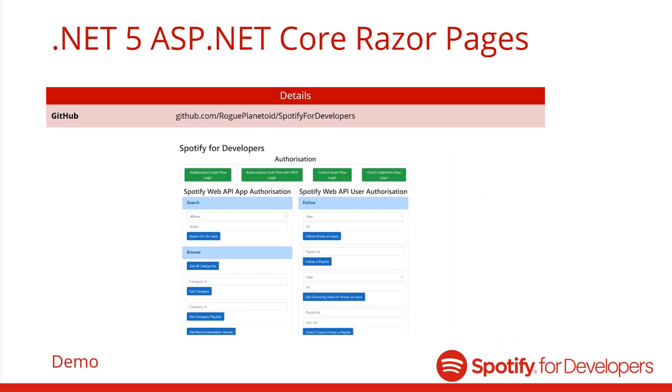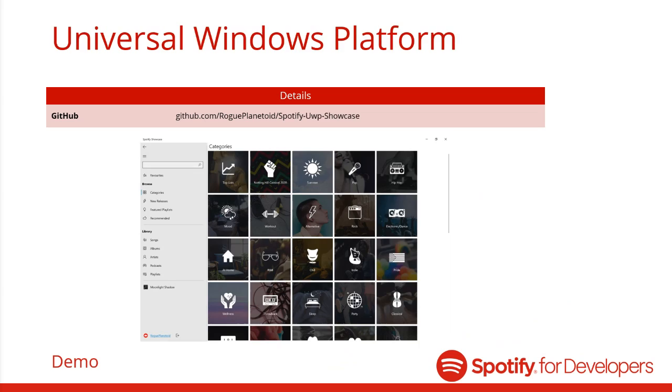So the first demo you can find on my GitHub, and that's just basically Spotify for developers. It's based on an example I wrote for my workshops. So if you just go to github.com/rogueplanetoid/Spotify for developers, you'll find this demo. You'll also find the slides for this presentation as well. And you can try it out for yourself. It's in .NET 5 as well, so it's well up to date.